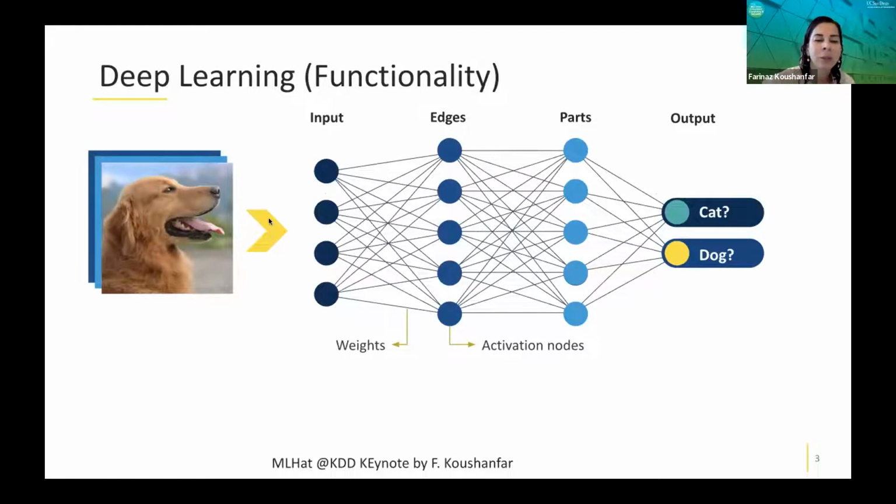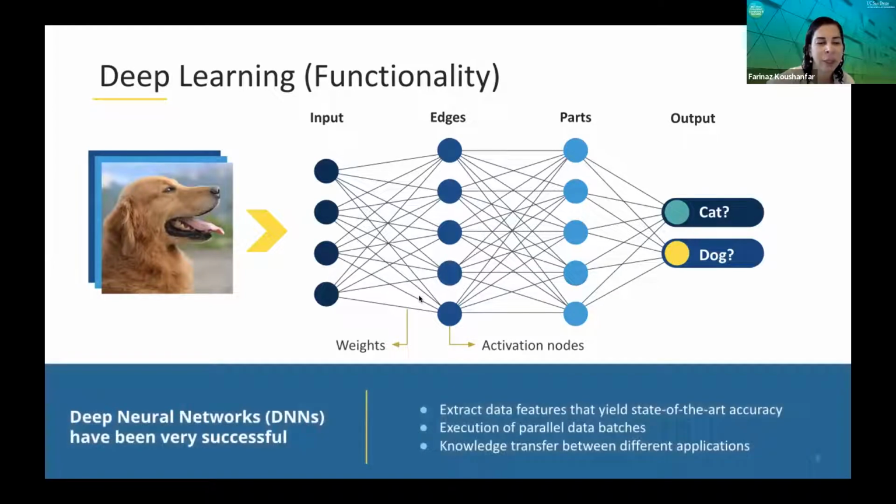When you input something to this graph and try to get the output, you multiply the value of your input with the activations and weights in this graph and get the final output. Now, they have been very successful. We've been able to extract data features with state-of-the-art accuracy. There has been a lot of work on execution of parallel data batches. And last but not least, what makes them really attractive is they enable knowledge transfer between different applications.